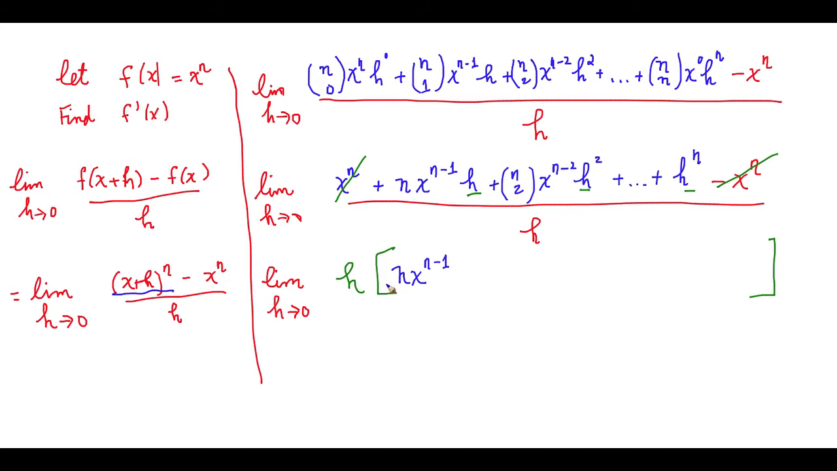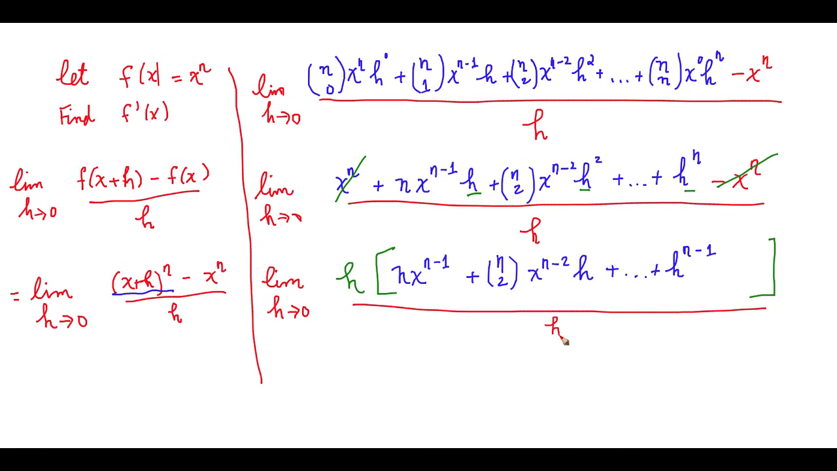This h here is going to go away because we factored it out. Plus n choose 2, x to the n minus 2, that's still there. This h squared here will just become an h. Plus, all of the h's that are in this dot, dot, dot, it just symbolizes us following a pattern. H to the n will now get reduced down to h to the n minus 1. And all of this gets just completely divided by h. And once again, we can cancel out these h's.